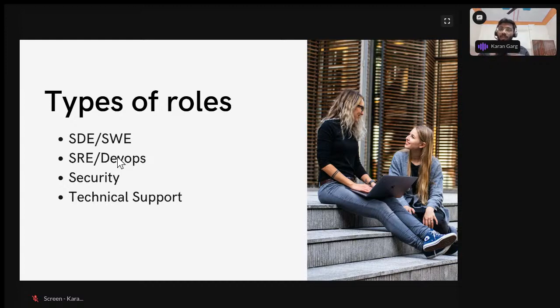Then security. Security is one of the very important aspects in today's world, especially digital security. It is in itself a big discipline and a big role. Then technical support and customer support, all those come into the types of software roles. There are other roles as well, but these are the major distribution of the roles. In this video, we'll mainly talk about the first category, software development engineer or software engineer roles. What are the different disciplines in software engineering? How do you actually go about it? How do you learn, and all?